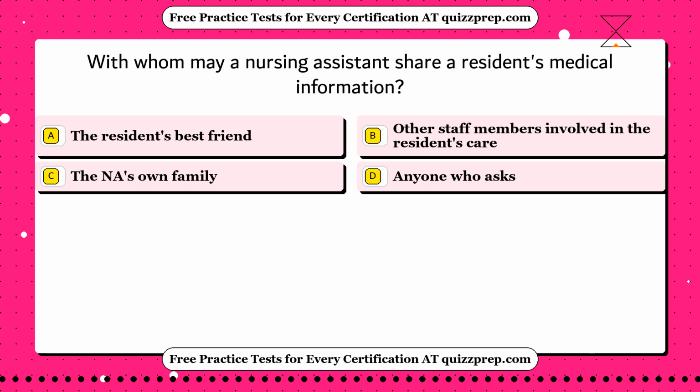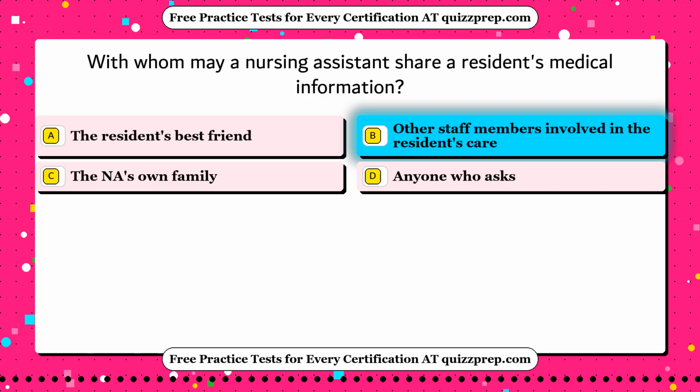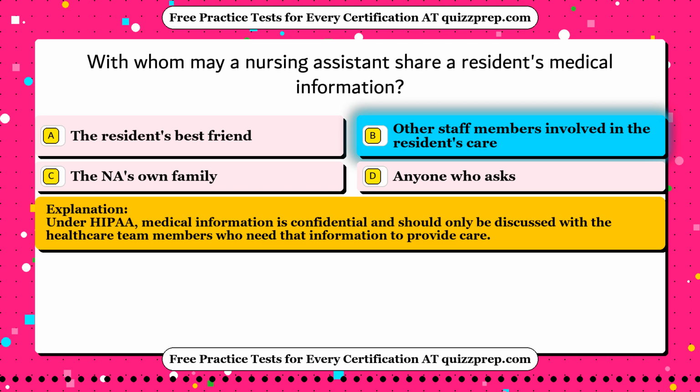Option C, the NA's own family. Option D, anyone who asks. The correct answer is option B, other staff members involved in the resident's care. Under HIPAA, medical information is confidential and should only be discussed with the healthcare team members who need that information to provide care. Question 31.